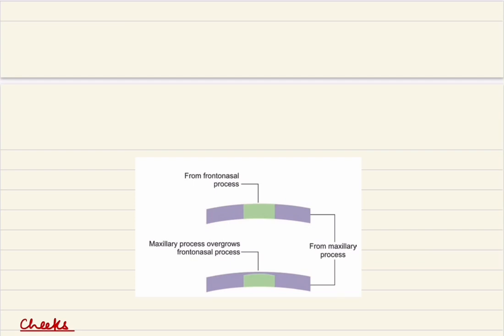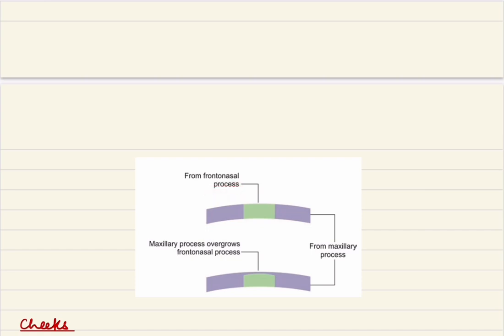However, what happens is that the maxillary processes overgrow the frontonasal process. So the epithelium covering the middle part, that is overlying the philtrum, is also formed by the maxillary process, and the mesodermal component of the middle part is formed by the frontonasal process.